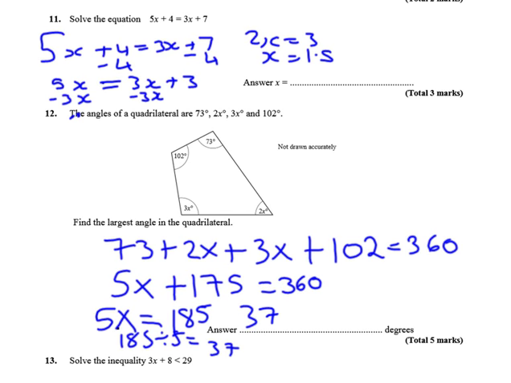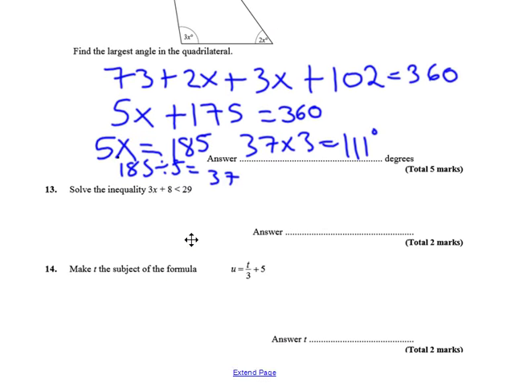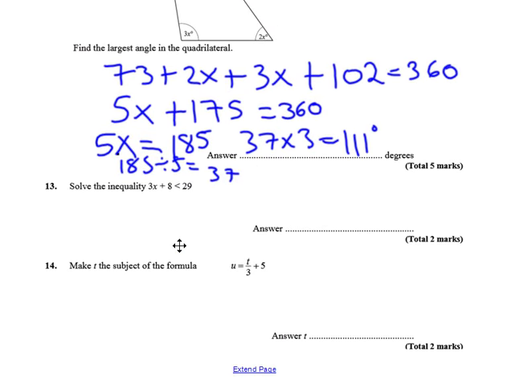37. Now we have to work out the largest angle, which is the angle that is 3x. So 3 times 37 is 111. Thank you very much, Tessin. Right, on to question number 13. On question 13 we've got Junaid.